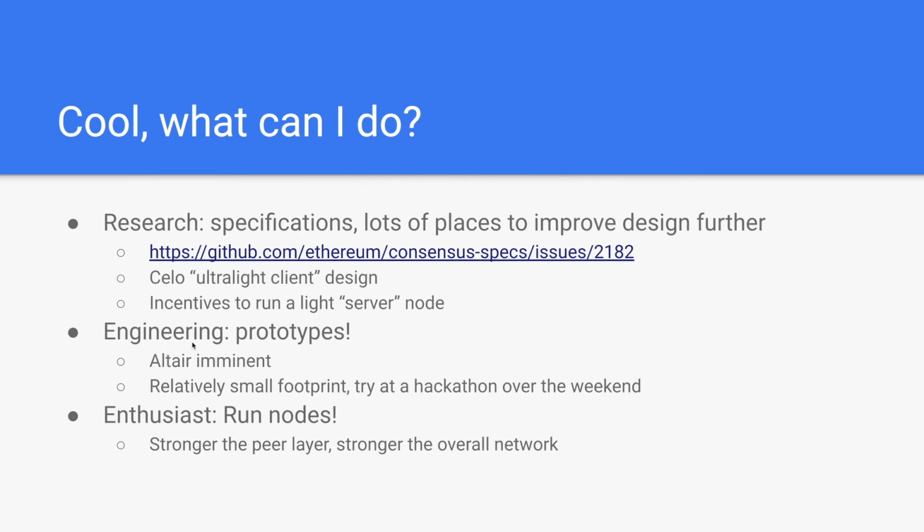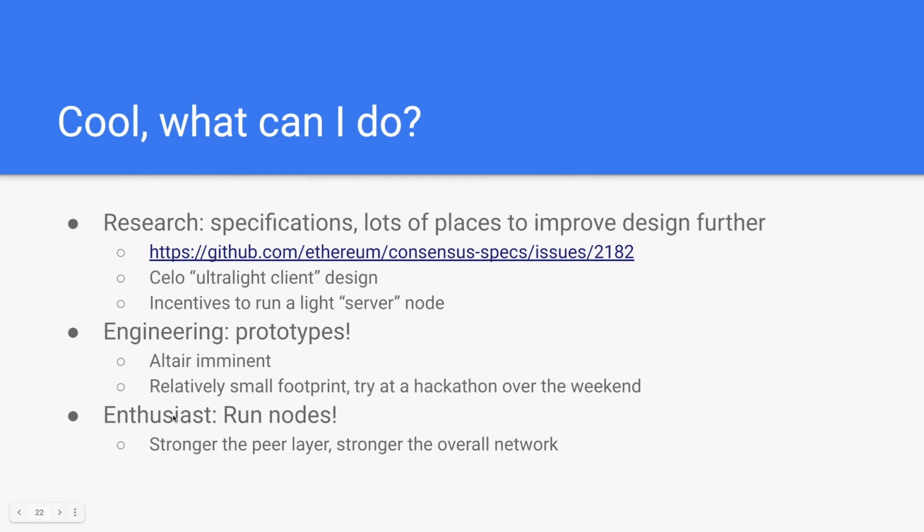More on the engineering side of things, anything I just talked about could be prototyped. Altair is on the way. We'll need light client prototypes. The light client itself has a relatively small footprint, so you could even try working on it at a hackathon over the weekend and see where you get.